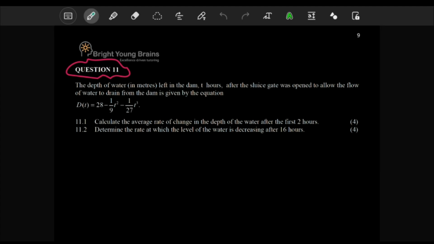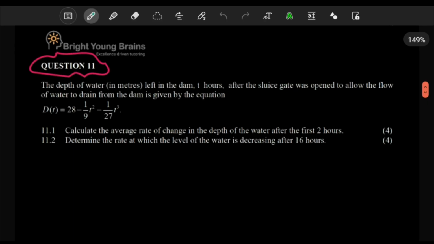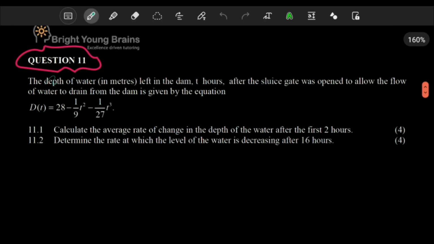Anyways, this question is quite interesting, but it's also going to help us emphasize what we've already mentioned with regards to these kinds of questions. Here it says the depth of water in meters left in the dam T hours after the sluice gate was opened.